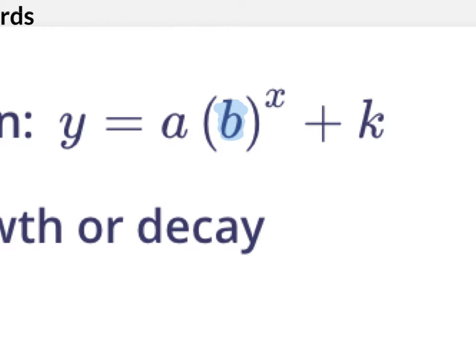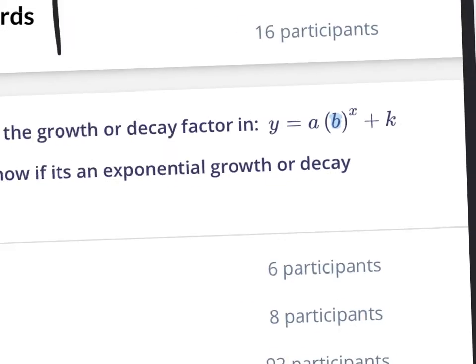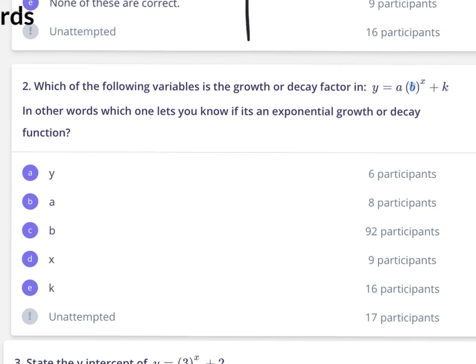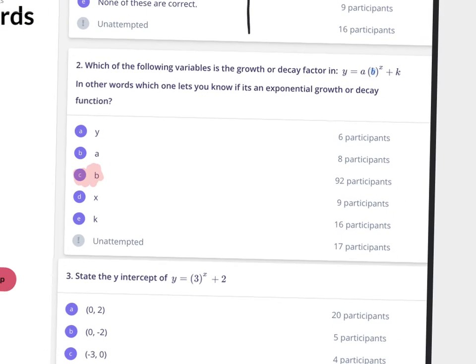The b value, if it's greater than 1, it's going to grow. If it's less than 1, it's going to shrink, it's going to decay. So the b tells you if it's a growth or decay, and it's that simple. That's your answer, b. Whoops, I scratched it out instead of highlighting it. Here we go, b. Option C is the answer. b is the growth or decay factor. That'll tell you if it's a growth or decay.